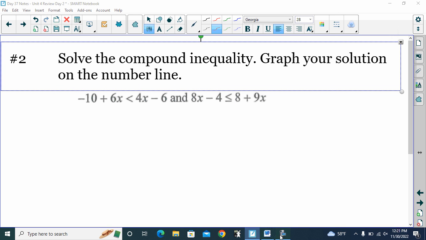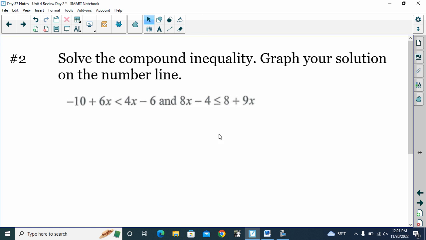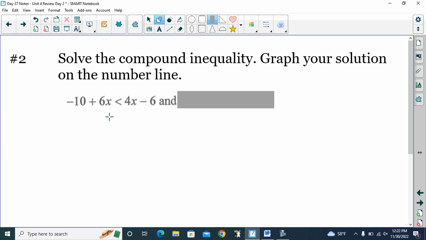Question number 2 is a similar problem. We are asked to solve the compound inequality, graph our solution. This one is an AND statement. For an AND statement, remember we are looking for the overlap of the two statements. I need both of them to be true. Again, we solve each one independent of each other. If it helps to cover up one of them, so you don't even have to look at it, that's fine. We are just solving this part over here.